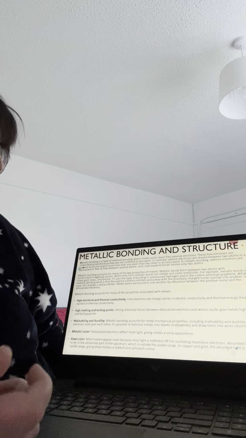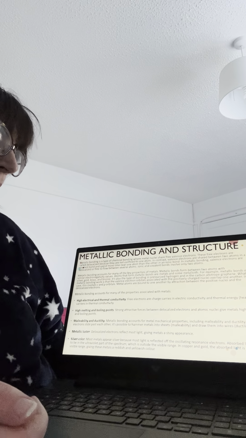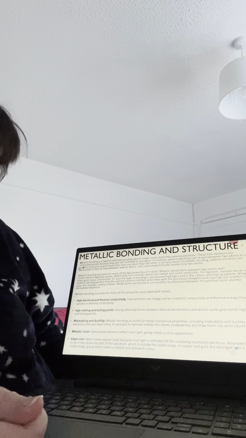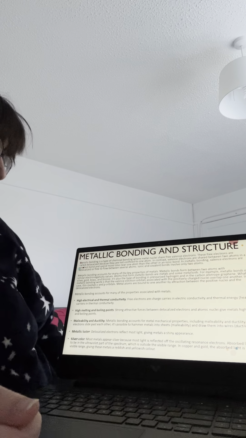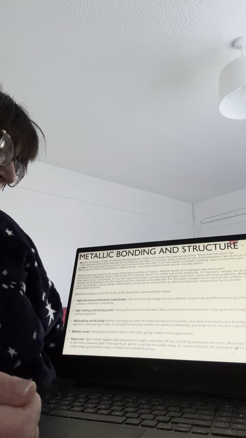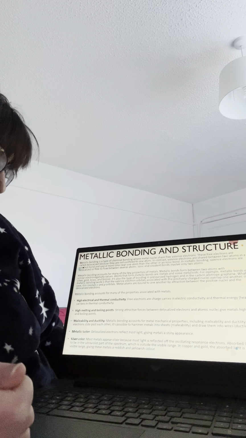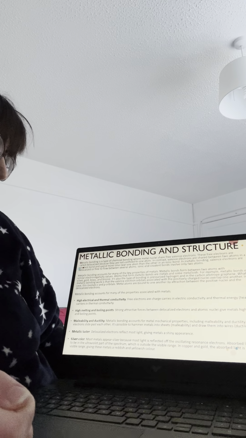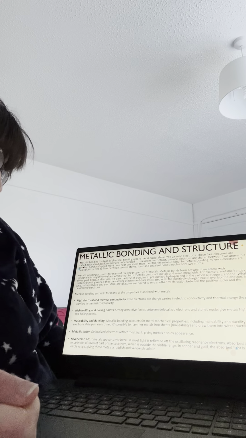High melting points and boiling points. Again, strong attractive forces between delocalized electrons and atomic nuclei give metals high melting and boiling points. Malleability and ductility. Metallic bonding accounts for metal mechanical properties, including malleability and ductility. Because electrons slide past each other, it's possible to hammer metals into sheets and draw them into wires.